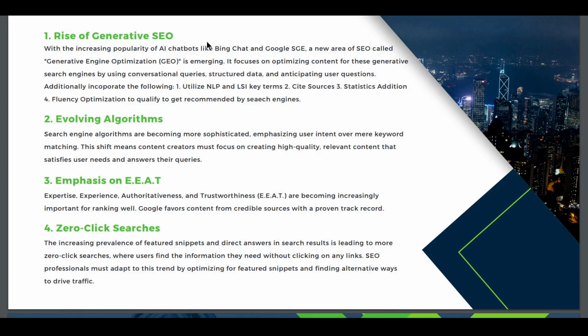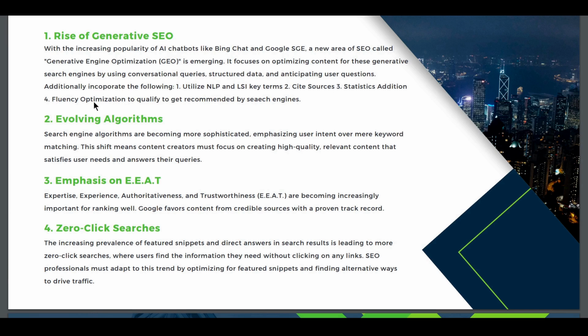But then you also want to make sure that you know what you need to do to optimize adequately so that you have a chance of showing up over there. Now, there are a lot of different things involved when it comes to optimization, but for this mainly you need to make sure that you're utilizing NLP and LSI key terms, you're citing sources. So if you've taken information from somewhere, you want to cite that source, and you want to add some statistics, so that adds to the credibility as well.